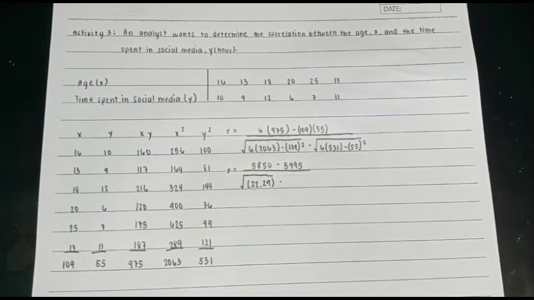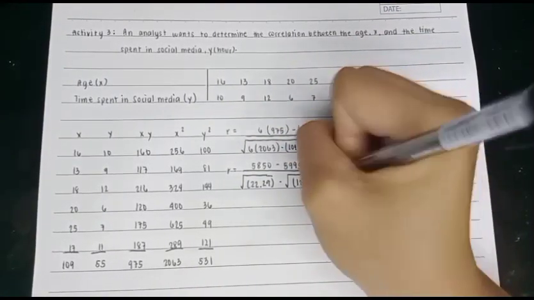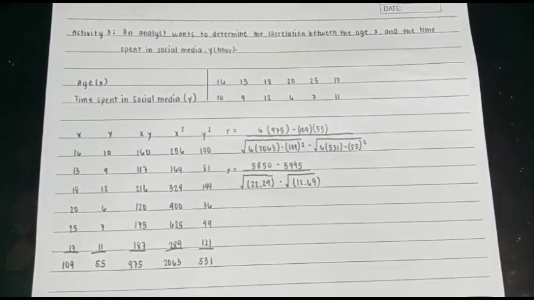And to the other side, square root of 6 times 531 minus 55 then squared. And the answer is 12.69. After that, we are going to subtract 5,850 minus 5,995, and that will be negative 145.